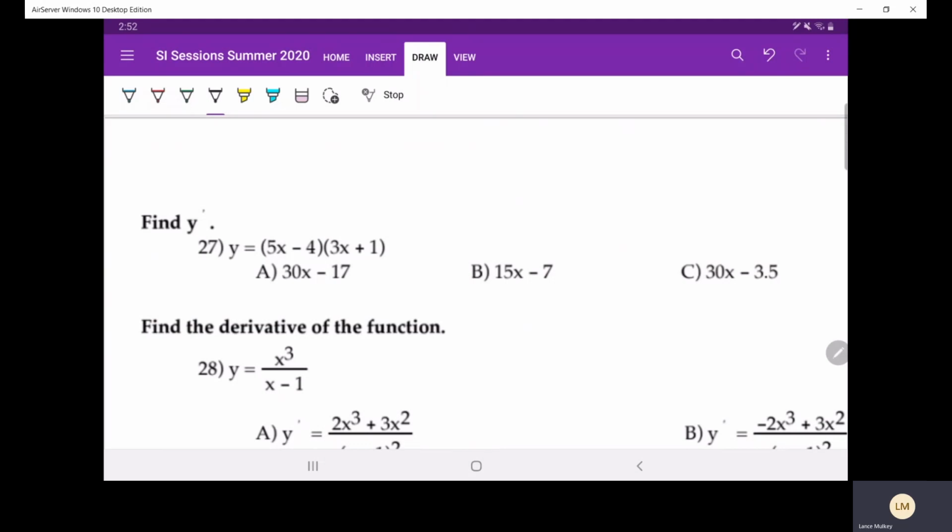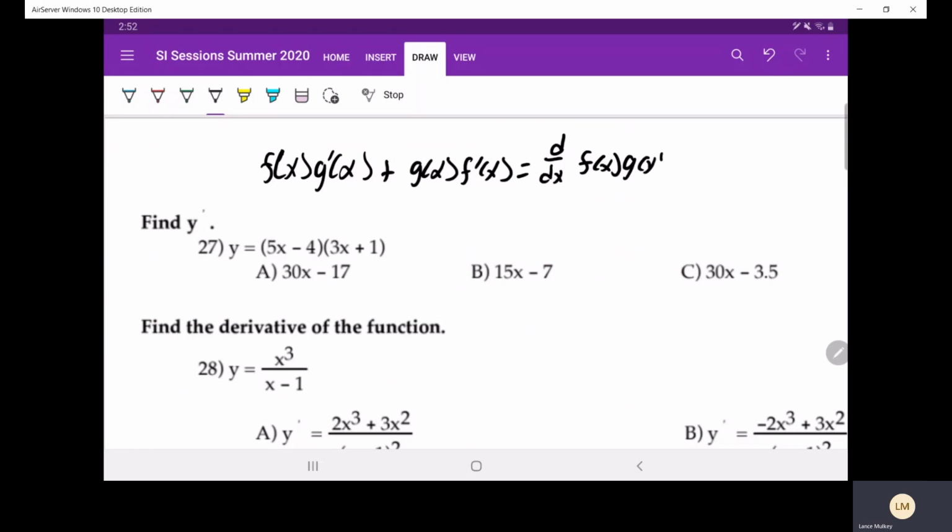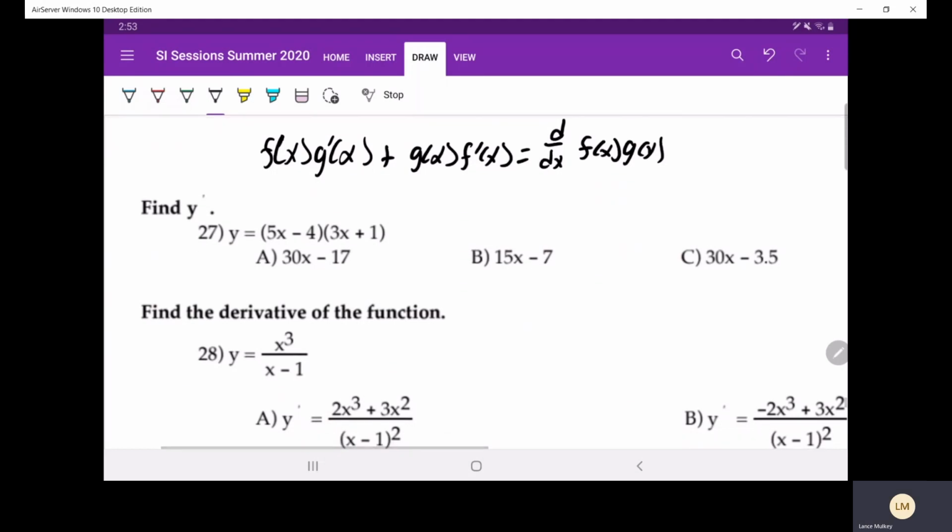So you can either use product rule, which is f prime of x times g of x plus g prime of x times f of x. You can either do that, or you can FOIL it out and do the power rule. I'm going to use product rule right here for you guys.